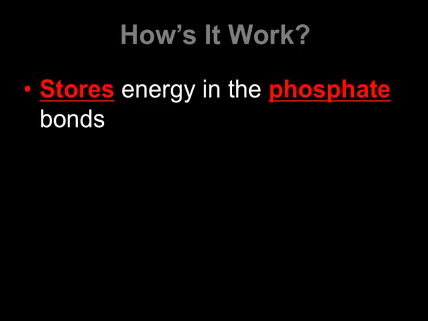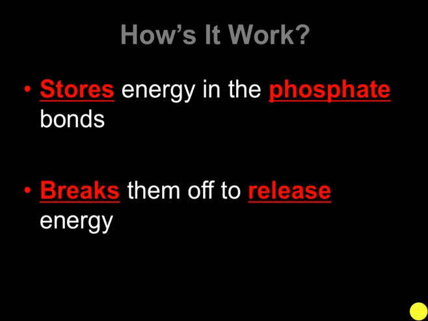So how does it work? Well, ATP stores energy in those phosphate bonds. Because remember, bonds can store energy. And when we break them, we can release it. So when it breaks off those phosphates, it can release energy that can then be used by various cellular processes.